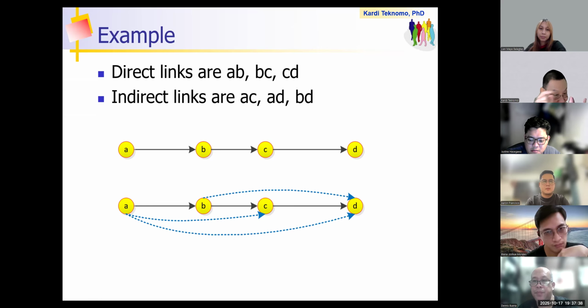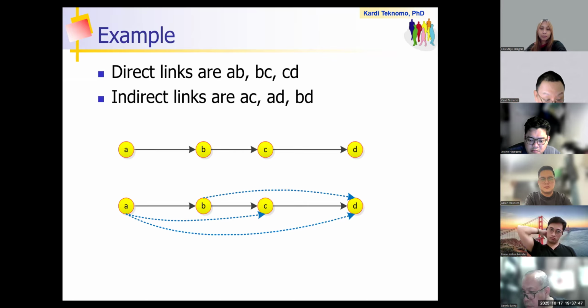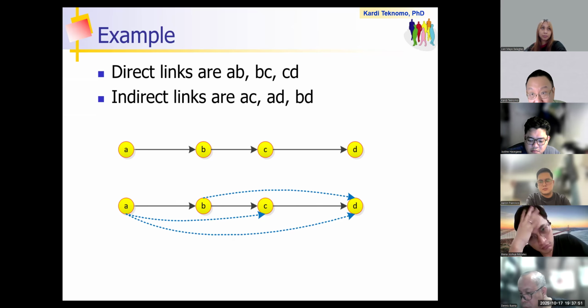Yeah. A direct link is two consecutive nodes. An indirect link is not two consecutive. Clear, yeah? So this is the link. Now, how about the flow on that?